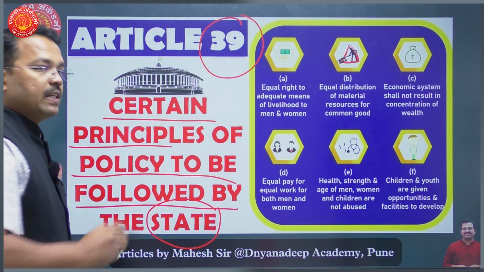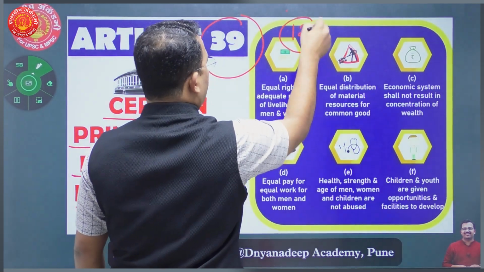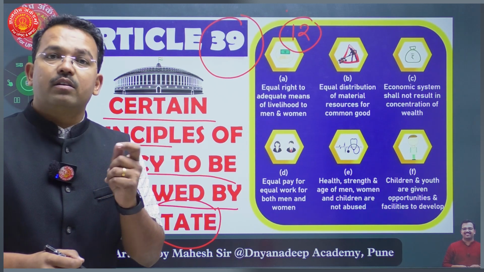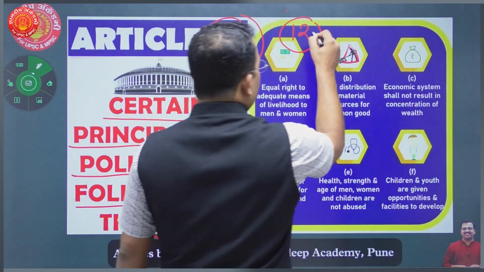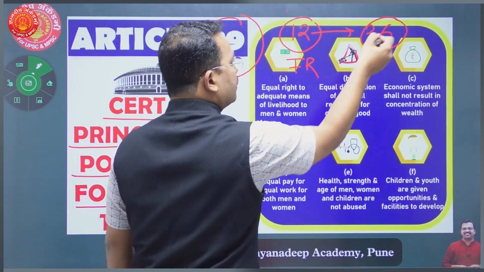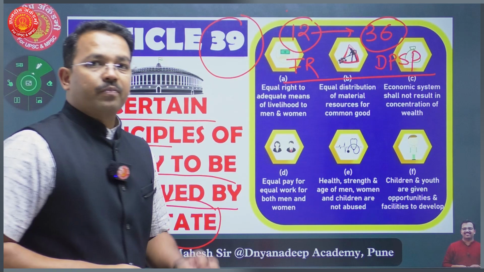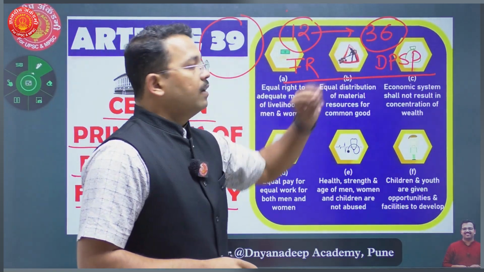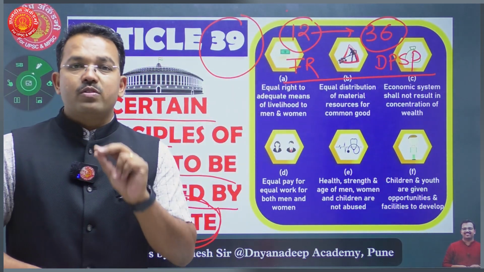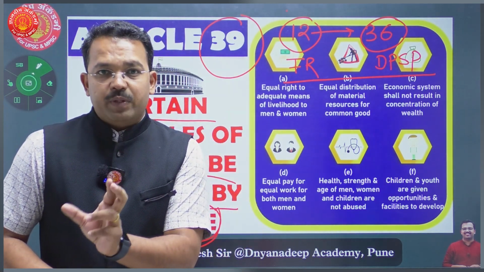Now here we have seen the definition of state in Article 12 of the Indian Constitution. Basically, Article 12 is related to fundamental rights, and Article 36 is related to directive principles of state policy. Article 36 says that for the word state, the definition given in Article 12 should be used. So the definition of state for fundamental rights as well as DPSP is the same.